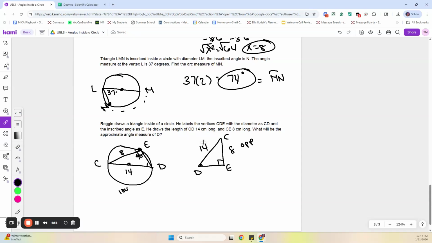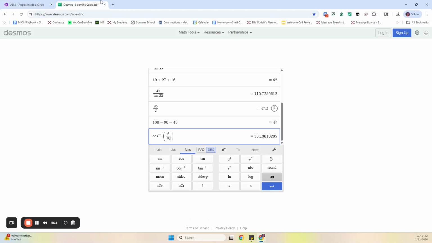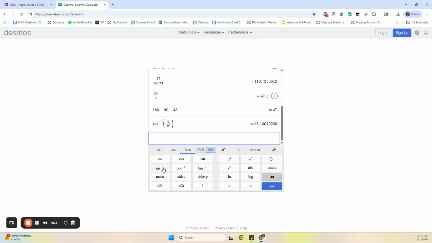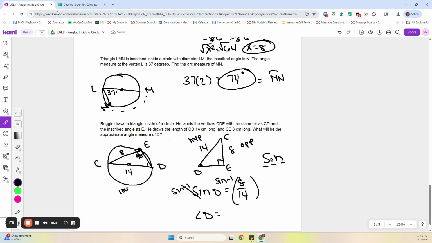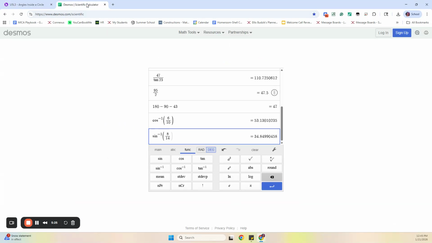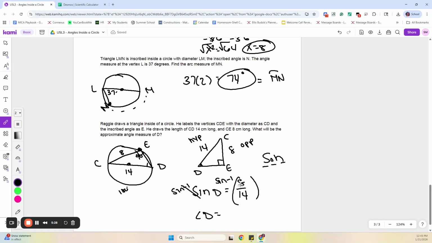That means this is going to be opposite and hypotenuse. And opposite and hypotenuse go with SOHCAHTOA, S. So I can set this up as sine of my angle D equals my opposite over my hypotenuse. Do sine inverse to both sides to get rid of that sine. And that means angle D is going to equal sine inverse of 8 over 14, which is 34.9. So they said approximate, so we'll say about 35 degrees. So angle D is going to be 35 degrees.